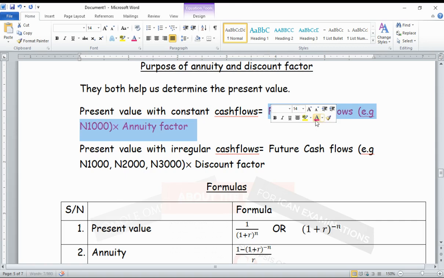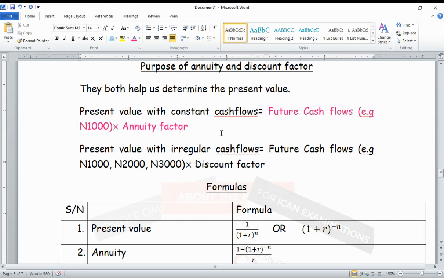That's what will help us get our present value. If you have constant cash flow, that means you're getting the same amount of money, for instance, if your revenue is 1,000 naira every year till the end of the project life or till a particular period of time, then you can use annuity. But if it's not the same, then you have to use discount factor.